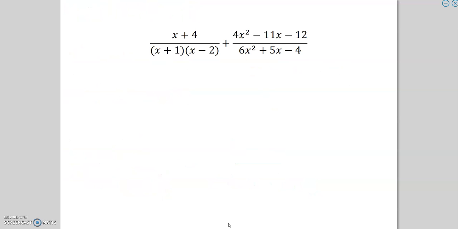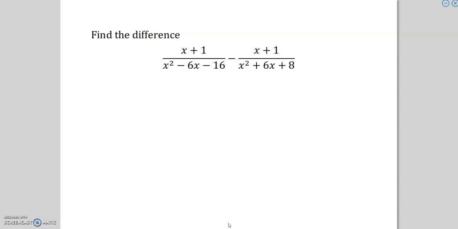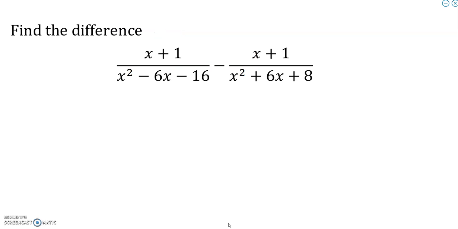Now let's see if we can just try subtracting. So we're going to go ahead and skip on to this one. We're going to find the difference between the two. And you might look at it and be like, yay, the tops are the same. But remember, it doesn't matter what the tops are. We got to look at the denominators. We got to look at the bottom. So let's go ahead and factor these.